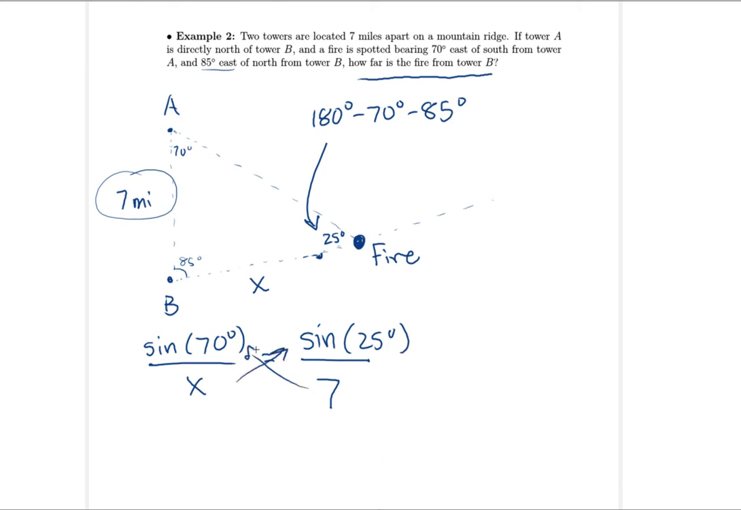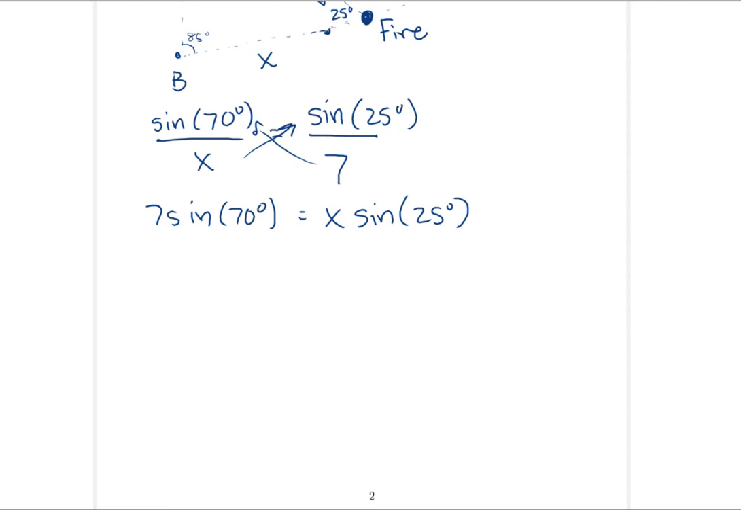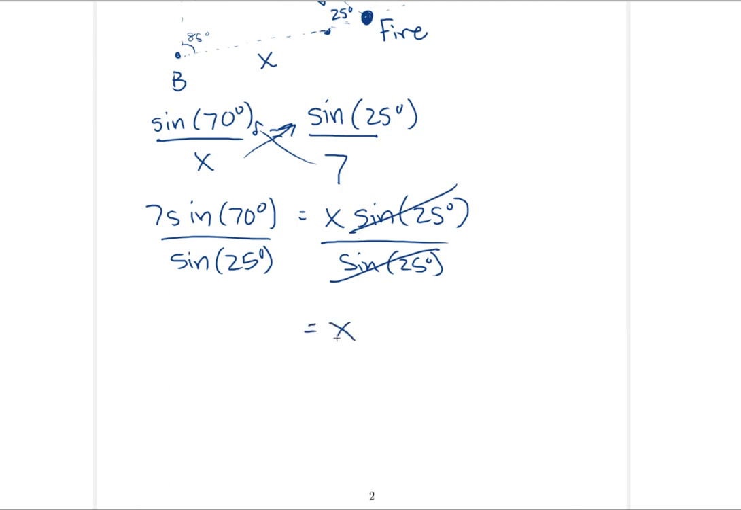And of course we can multiply on both sides to get x out of the denominator. Give myself some more space here. And then of course we can divide by the sine of 25 degrees. So my x is equal to this, which is, well, I guess I'll just write it out, sine of 70 degrees over sine of 25 degrees, and then punch that in the calculator to get an approximation of about 15.6 miles.